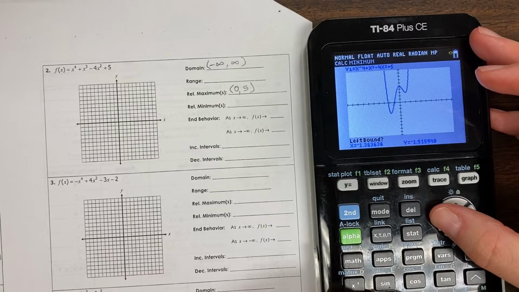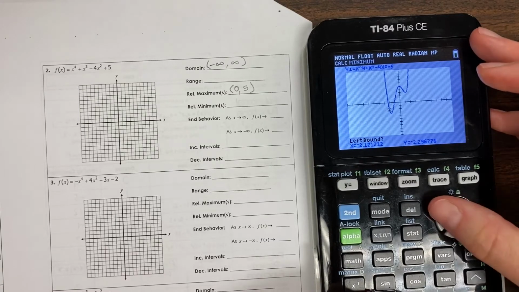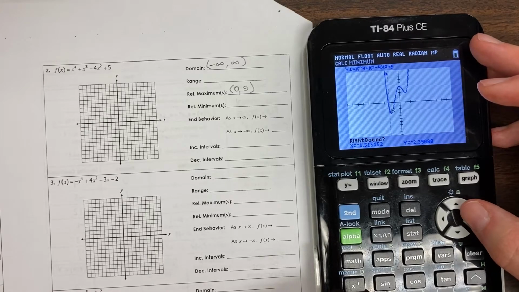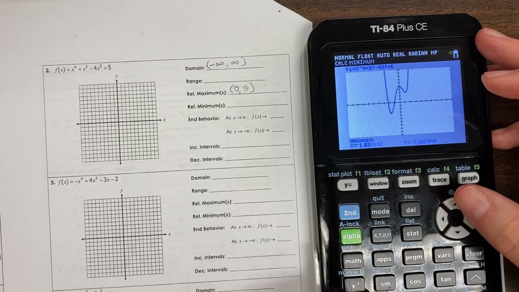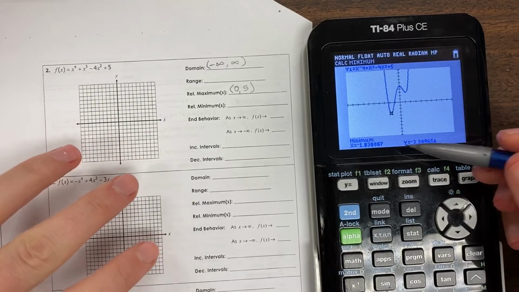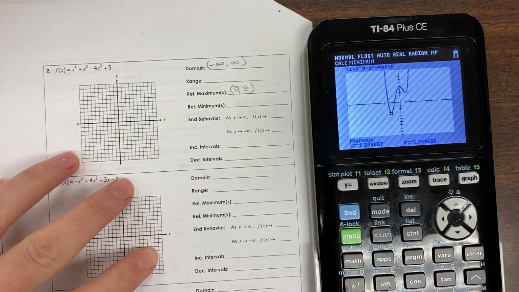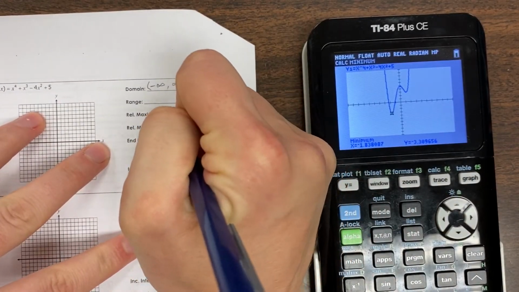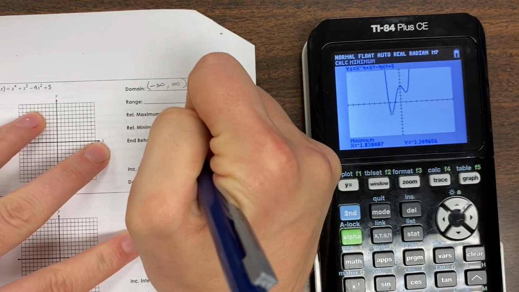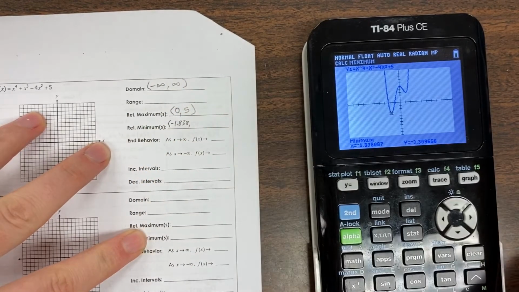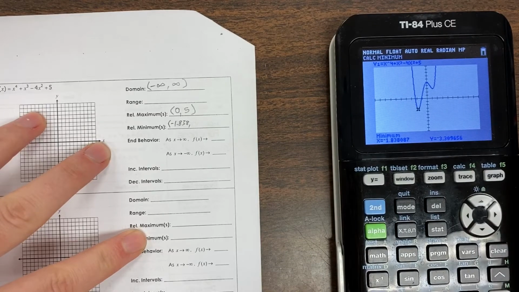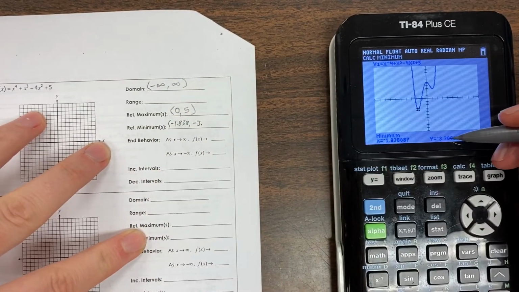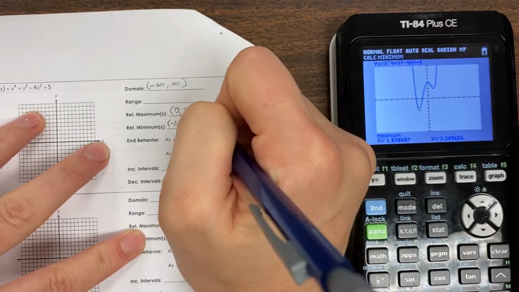Now we gotta get the minimum. So let's get this minimum over here first. So we'll go to the left a few times, like this is fine. Hit enter, go to the right of the minimum, hit enter. Go to the very bottom, hit enter again. Okay, so the x-coordinate is negative 1.838. And the y-coordinate is negative 3. We'll just say 310.